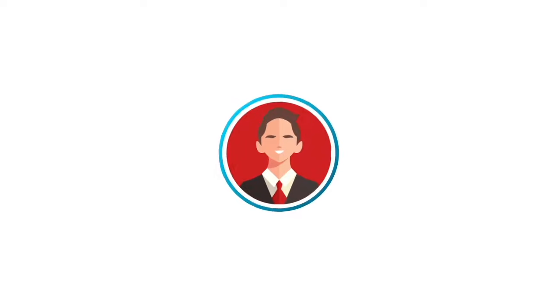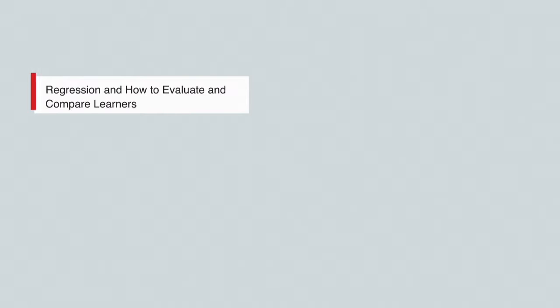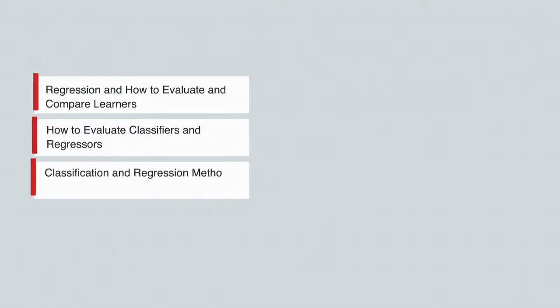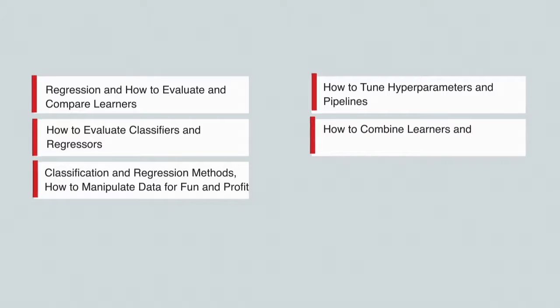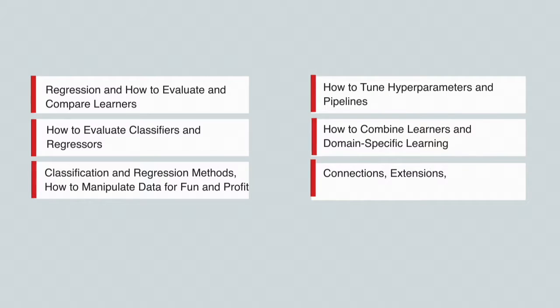Upon course completion, you will understand the following concepts: regression, how to evaluate and compare learners, how to evaluate classifiers and regressors, classification and regression methods, how to manipulate data for fun and profit, how to tune hyperparameters and pipelines, how to combine learners and domain-specific learning, and connections, extensions, and further directions.